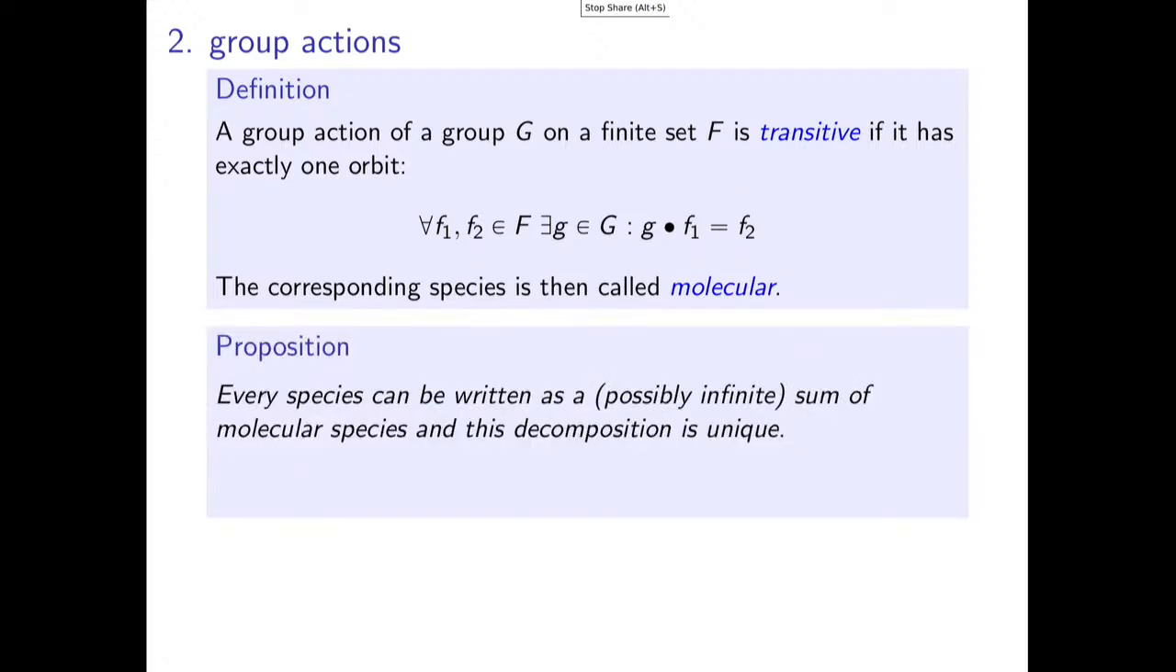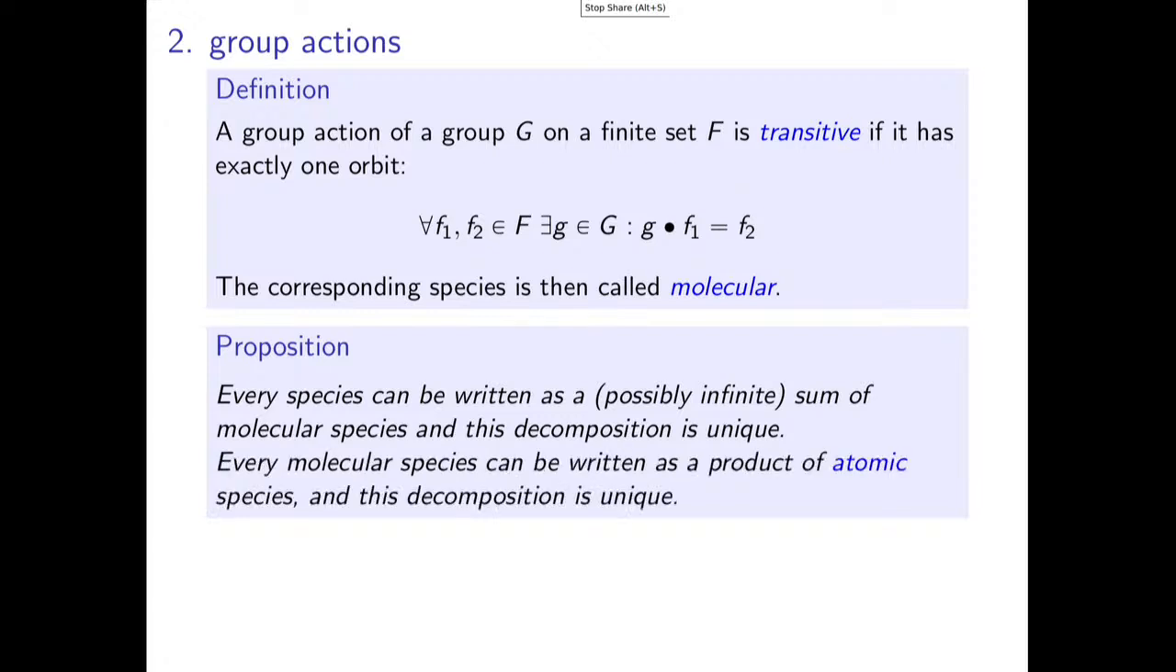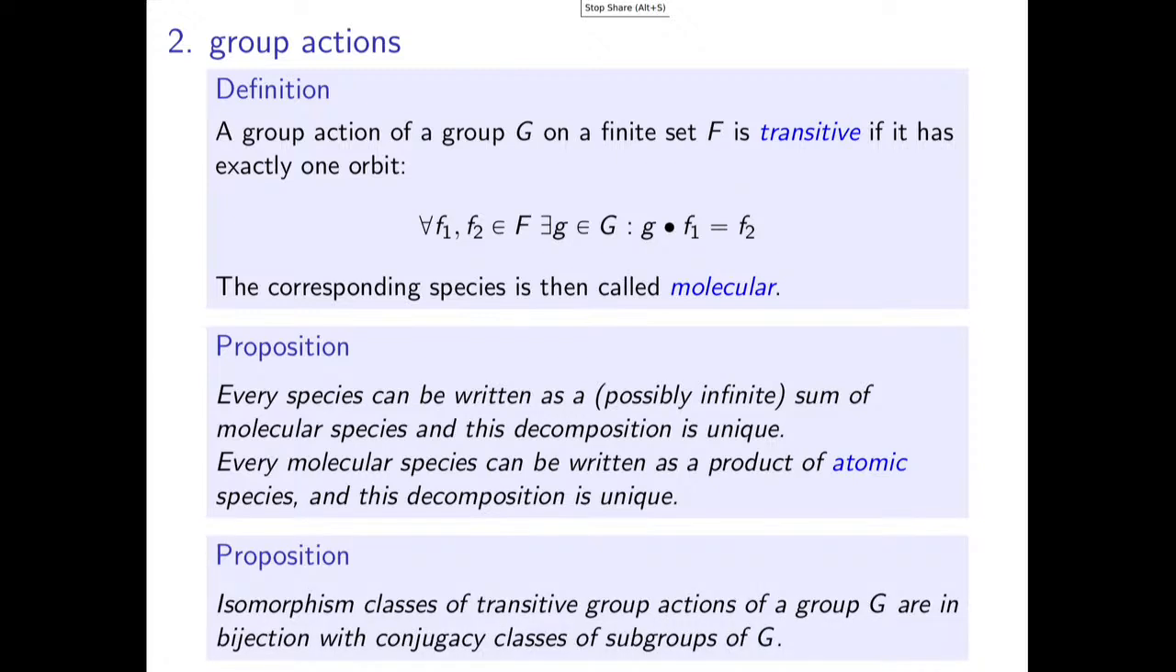It's then almost obvious that every species can be written as an infinite sum of molecular species. And this decomposition is also unique. That's how it should be. And every molecular species can be written in a unique way as a product of atomic species. So that's where the language comes from. And this decomposition is unique up to reordering, of course, because we're in a commutative setting.